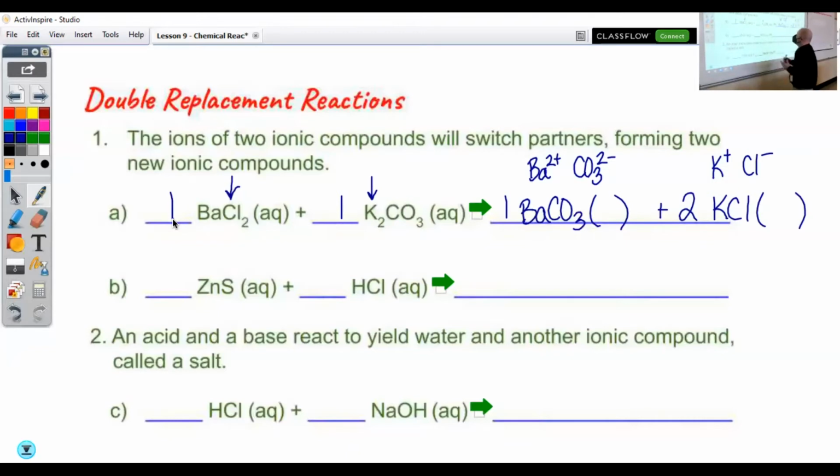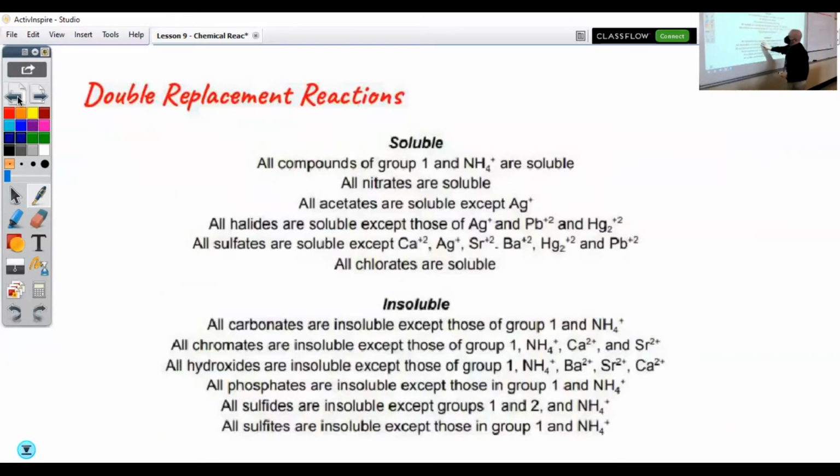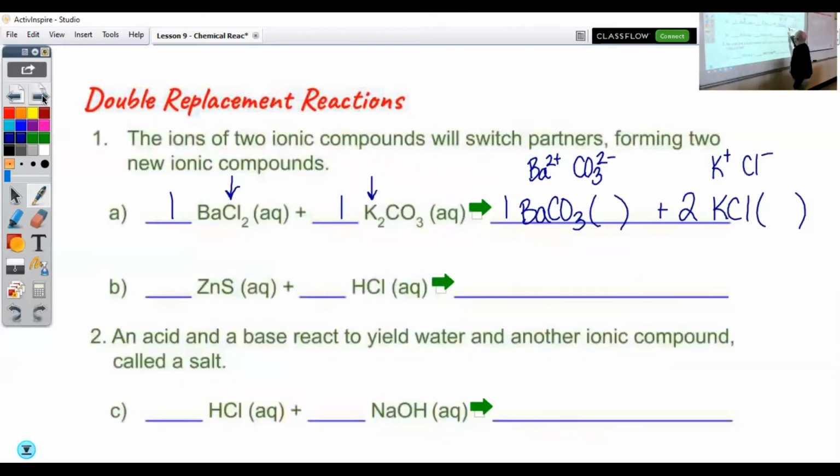The last part, assigning the states of matter. So for barium carbonate, we're going to go back and look at our rules. So here are the rules that we're going to use. And if you notice, we have a rule for carbonates. By the way, there is no rule for barium. In a few places, barium is an exception, but there's no rule specifically for barium. So all carbonates are insoluble except, well, barium is not an exception, so barium carbonate is going to be insoluble, meaning that we're going to write in S for barium carbonate.